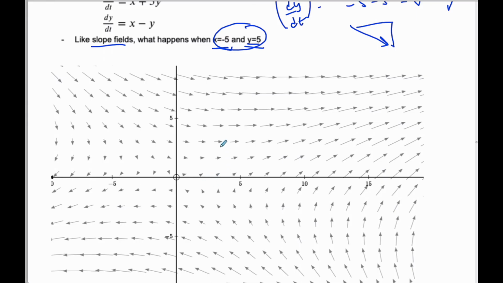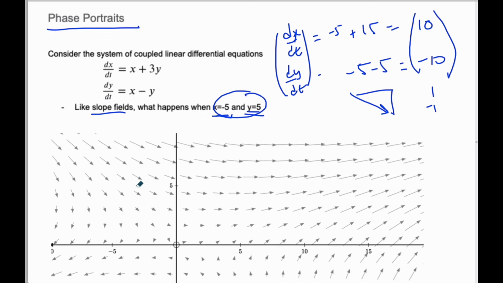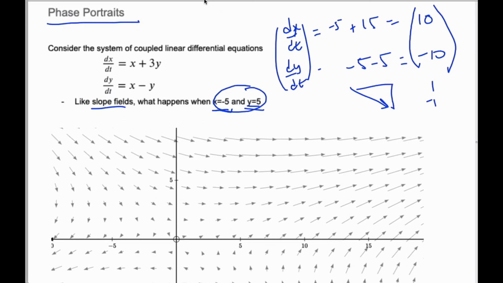So if I look at -5, 5, which is roughly here, I know it's going to be over and down. This vector is like (10, -10), and so it is going here, which is like (1, -1) as the scalar multiple. So it has an angle of 45 degrees going down, and it even shows the angle. With technology, you can draw these phase portraits. Not all technology shows the arrows, but they're kind of nice when they do. So that's what's happening at the point (-5, 5). It's going straight down. You can see that.